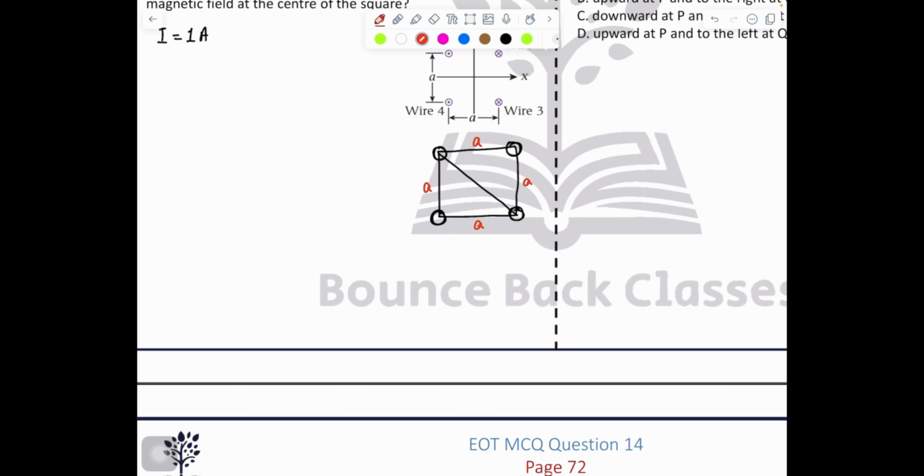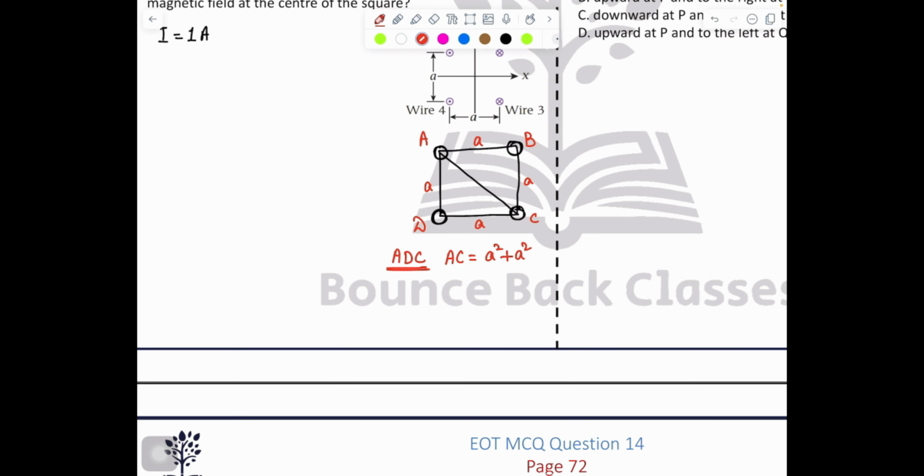If we solve the diagonal, let's say A, B, C, D. If we want to find triangle A, D, C, we can solve AC is equal to A square plus A square. Yes or no?